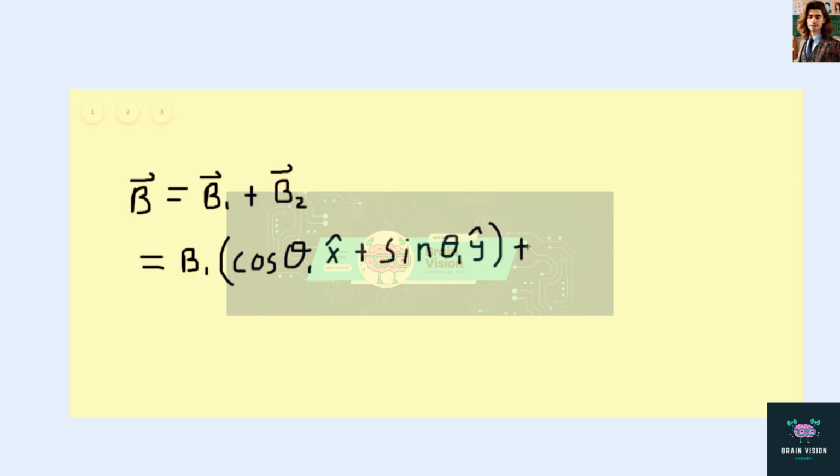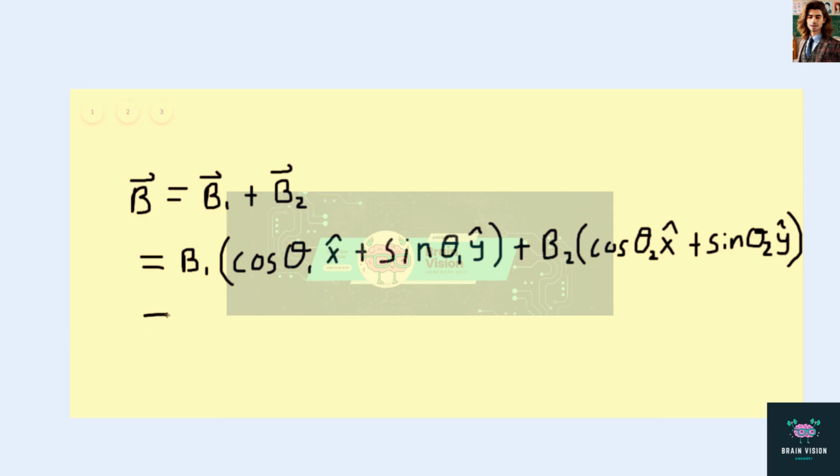Now, how about our vector B2? I'm going to pull the magnitude B2 out front because it gets multiplied by both terms. This is going to be the cosine of the angle theta 2, and this determines our x hat direction, plus the sine of angle theta 2, y hat direction. Remember, with vectors, you can only add like components. Only the x hat and the y hat components can get added together. You can't add an x hat component to a y hat component.